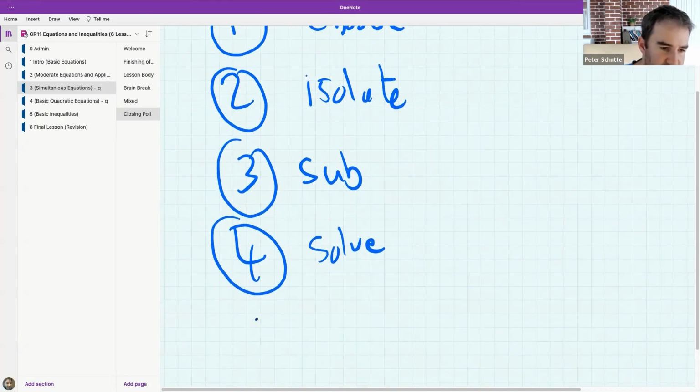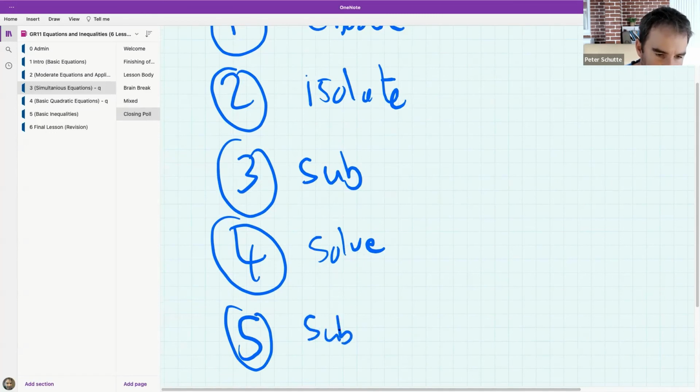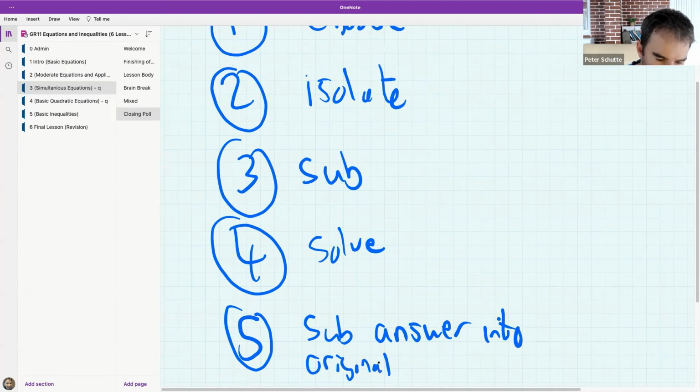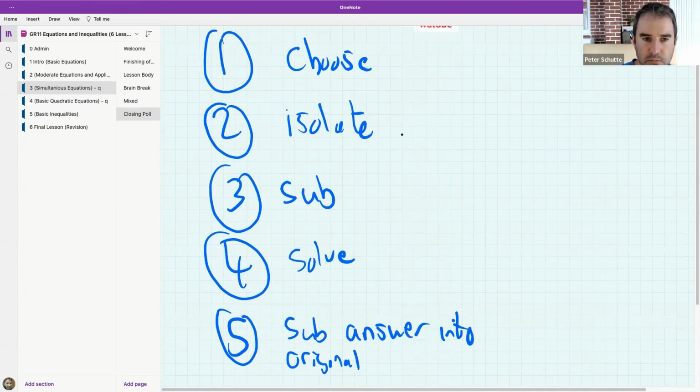And then step 5 would be sub answer into original. And I will go through this process in the next lesson, so please do not be discouraged. Any other questions? Okay.